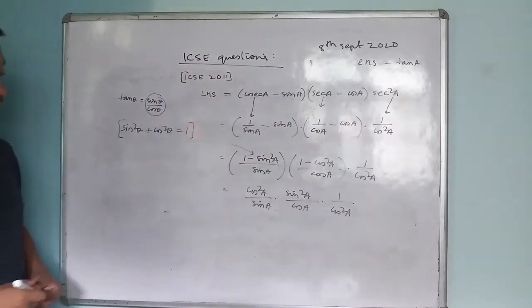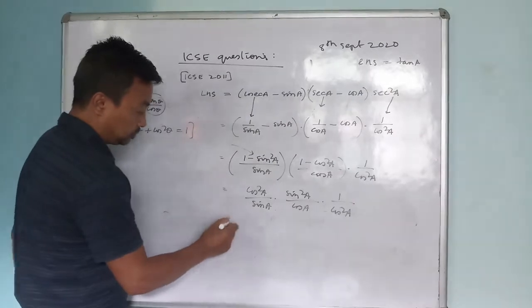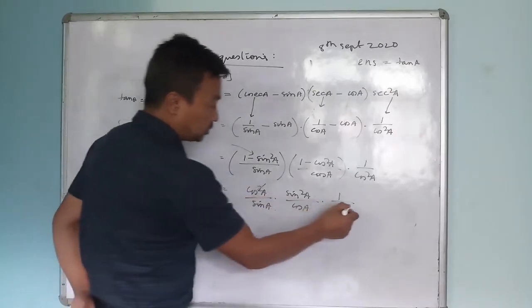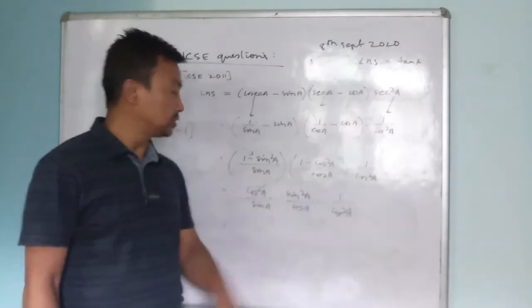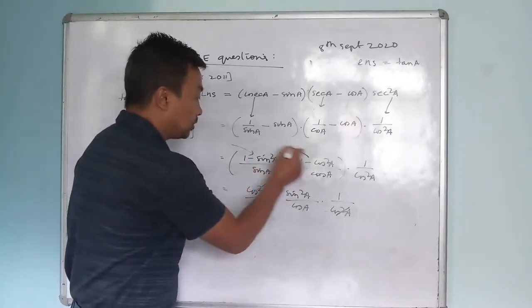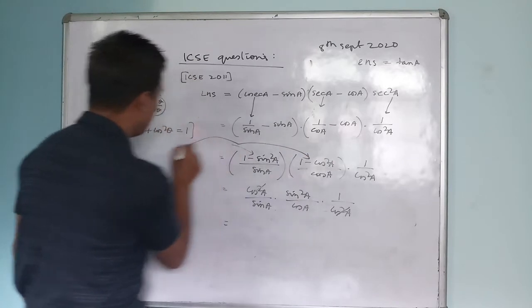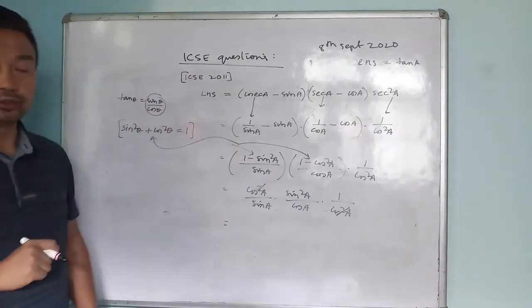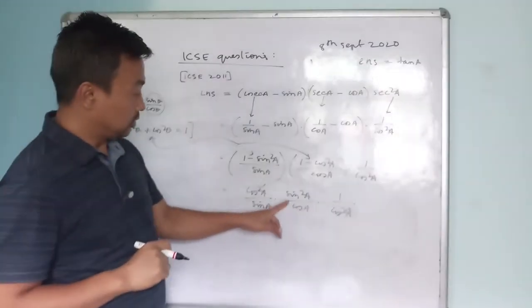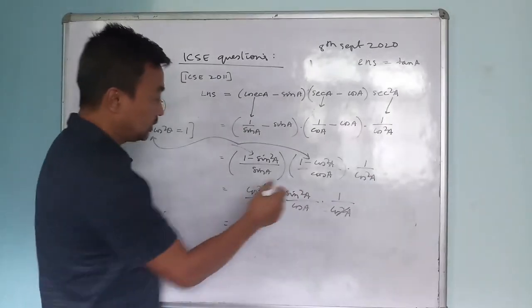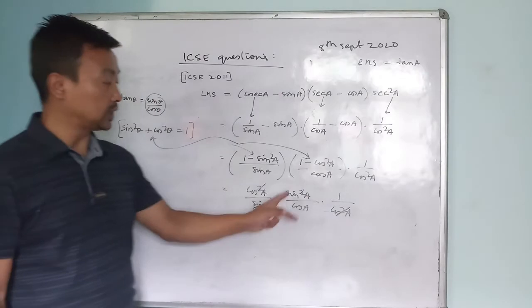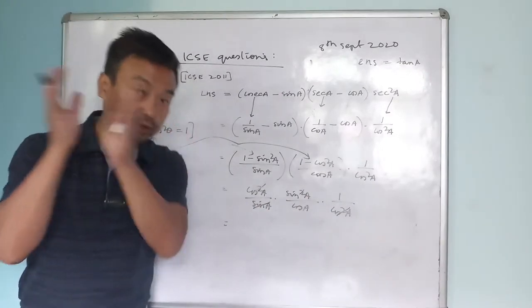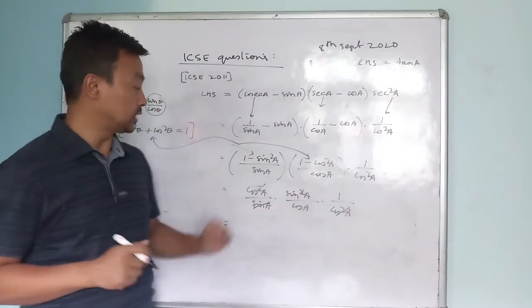Okay. Now if you check this, cos square A will cancel because all the three are multiplying. This bracket is removed now. So only in these two we have made use of these identities. Sine square A, sine A. So 1 sine A, 1 sine A will cancel because sine square A means sine A into sine A. So sine A and sine A cancel.